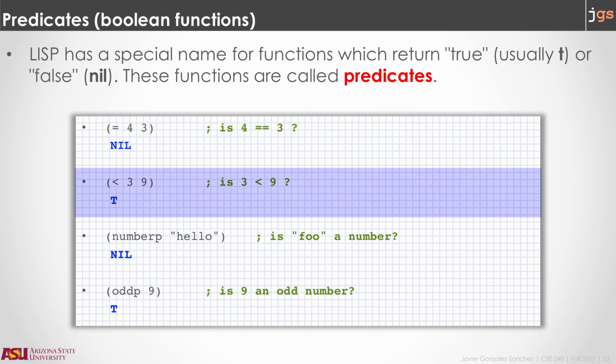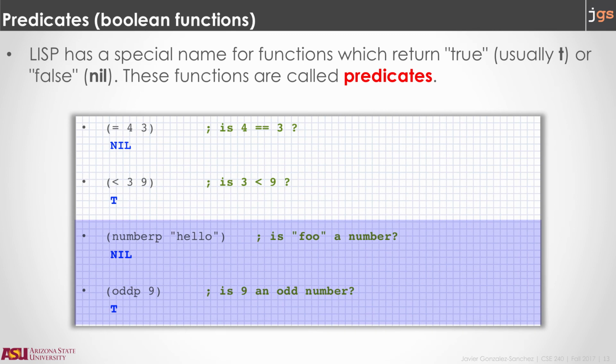We have also the less than and greater than symbols. So in this case, 3 less than 9 is true, so the result is t. We have functions to ask if a parameter is a number, and also to ask if, in particular, a parameter is an odd number. And they return nil or t.